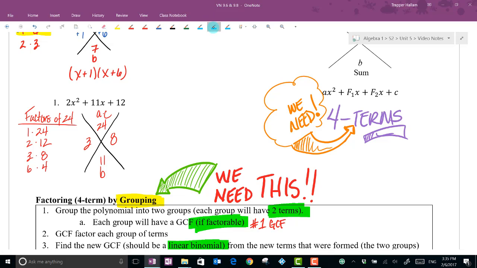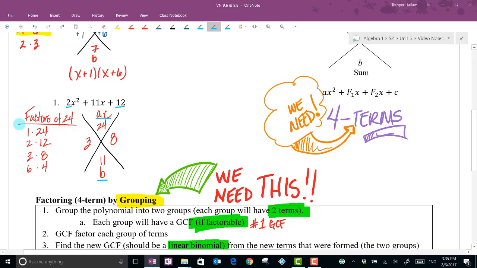So let's scoot over to this one. We've got 2x squared plus 11x plus 12. So taking that, if we follow our x, make our x here, multiply a times c, so 2 times 12 is going to give us 24. I have to add to 11, and that's our b value that goes in the bottom. Remember to write a, c, and b to remind you so you don't forget and mix them up.